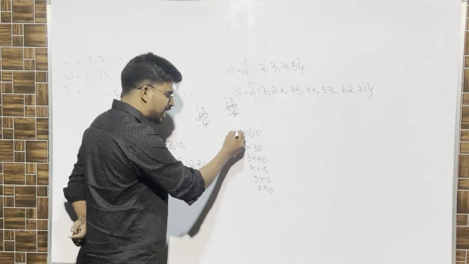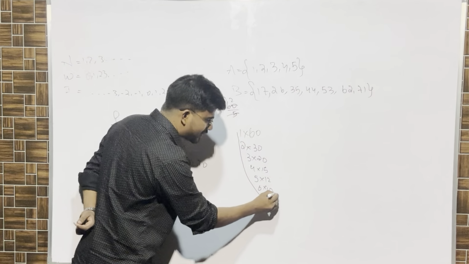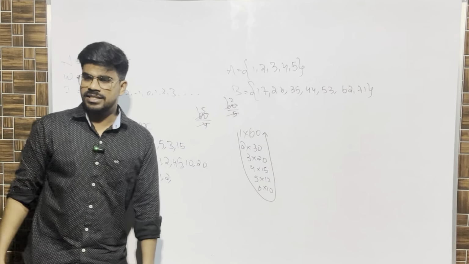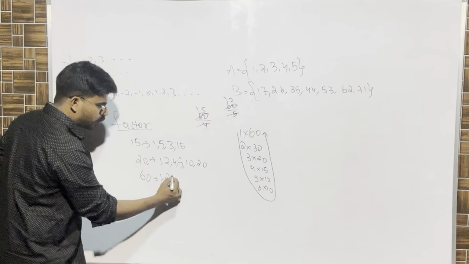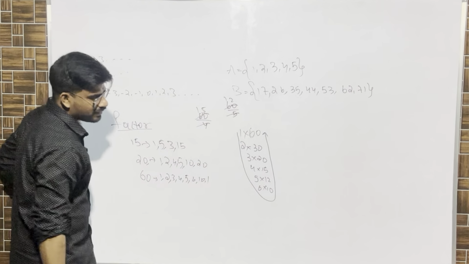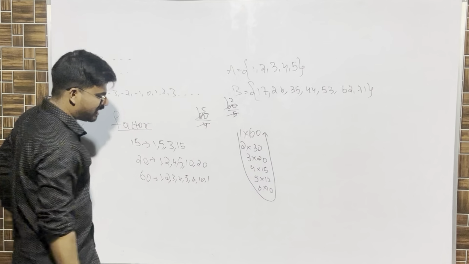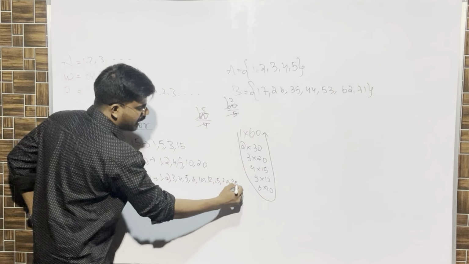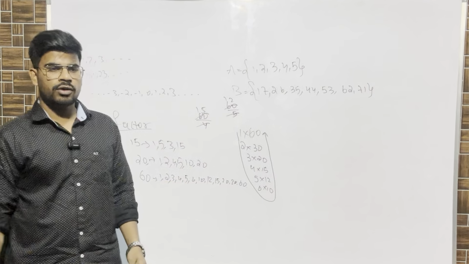So factors starting from 1, 2, 3, 4, 5, 6, 10, 12, 15, 20, 30 and 60. Factors of 60 are 1, 2, 3, 4, 5, 6, 10. After 6 there is no 7. 10, 12, 15, 20, 30 and 60. This is how we find the factors.